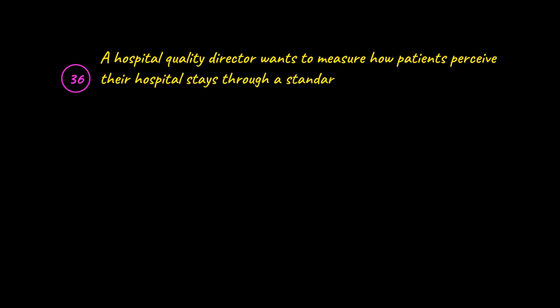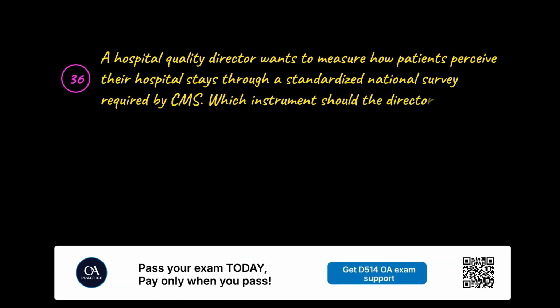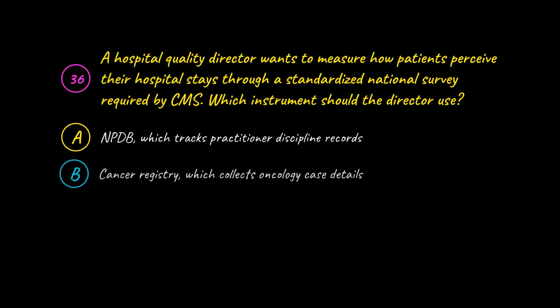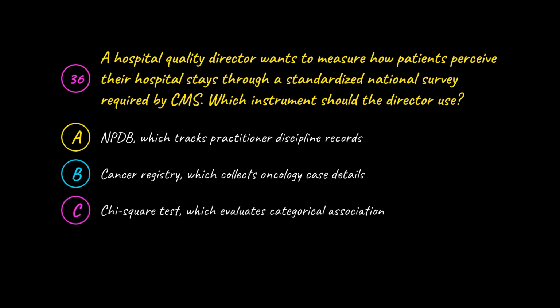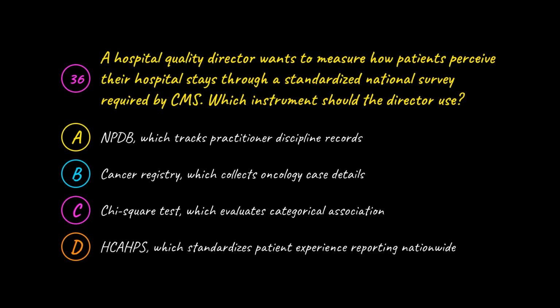Question 36. A hospital quality director wants to measure how patients perceive their hospital stays through a standardized national survey required by CMS. Which instrument should the director use? Your options are A. NPDB, which tracks practitioner discipline records, B. Cancer Registry, which collects oncology case details, C. Chi-square test, which evaluates categorical association. D. HCAHPS, which standardizes patient experience reporting nationwide. What's your answer? Commit to one before I continue.